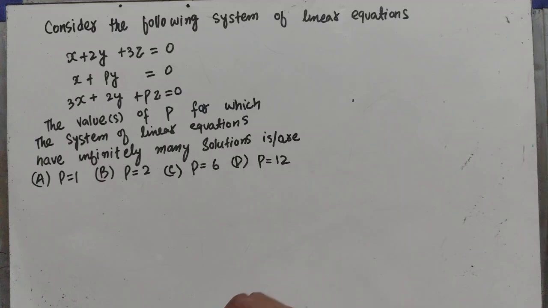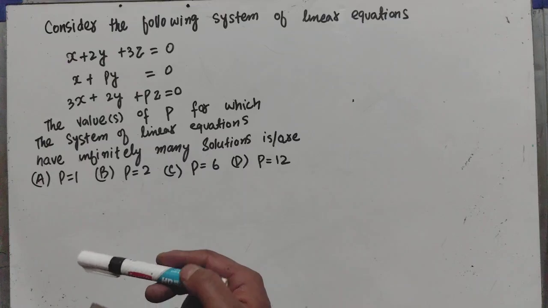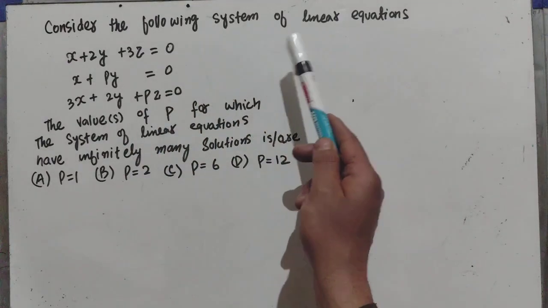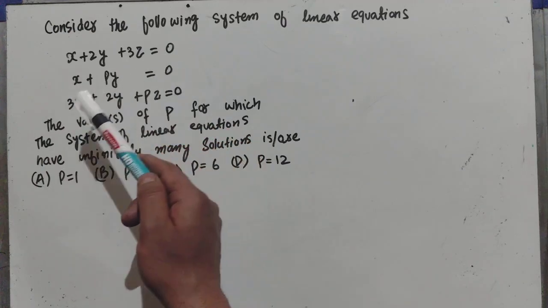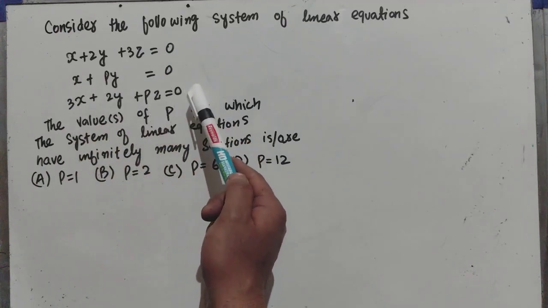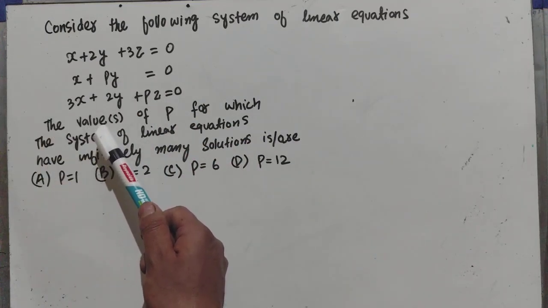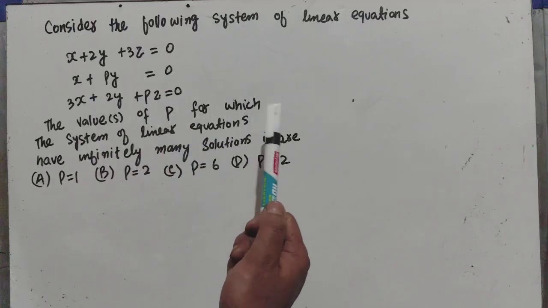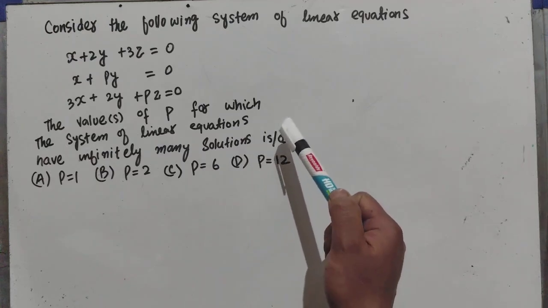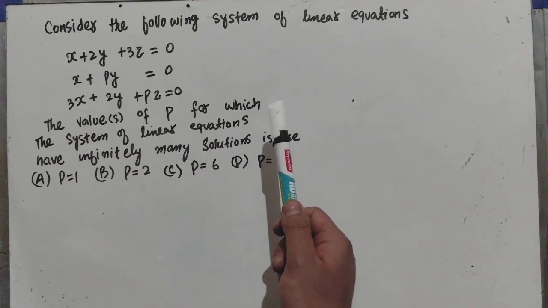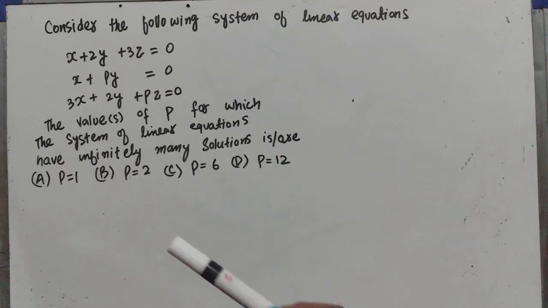This question is about how to find the value for which the given system of equations has infinitely many solutions. The question is: consider the following system of linear equations: x plus 2y plus 3z is equal to 0, x plus py is equal to 0, and 3x plus 2y plus pz is equal to 0. We have a system of 3 linear equations. We need to find the value or values of p for which the system has infinitely many solutions. Options are given. We need to find the correct option or options. It is a multi-select question.